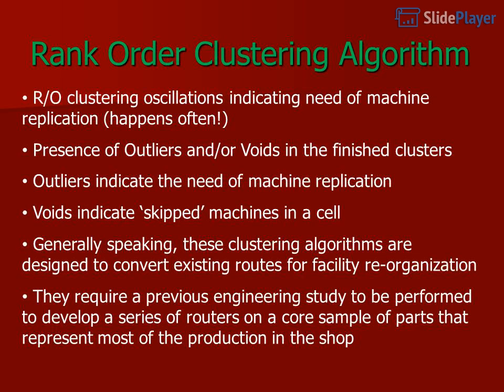Rank order clustering oscillations indicating need of machine replication happen often. Presence of outliers and or voids in the finished clusters. Outliers indicate the need of machine replication. Voids indicate skipped machines in a cell.